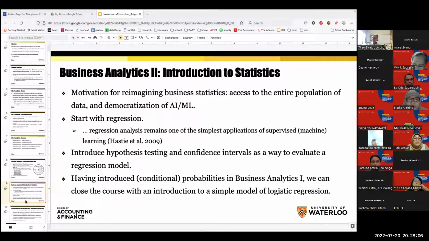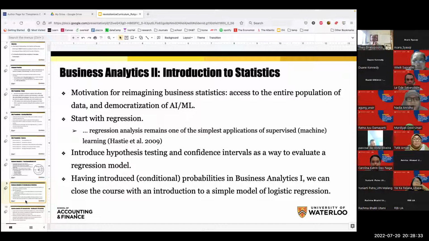Okay? Now I need to clarify something. The course that I described, the first one, is completed, has been delivered in full scale the way I described it. The statistics course, we're still experimenting. For the last few years, we keep making changes. And what I'm showing you now is where we want to take the course when it's finalized. It's not there yet, but that's our goal.